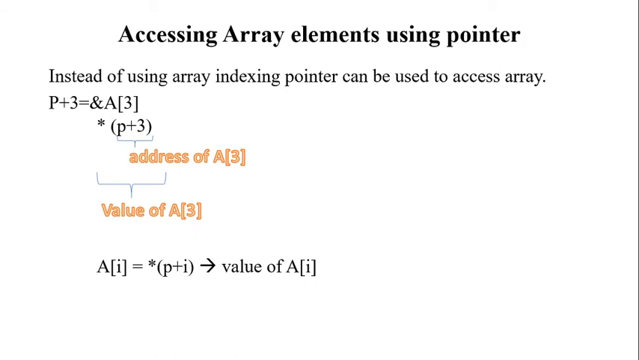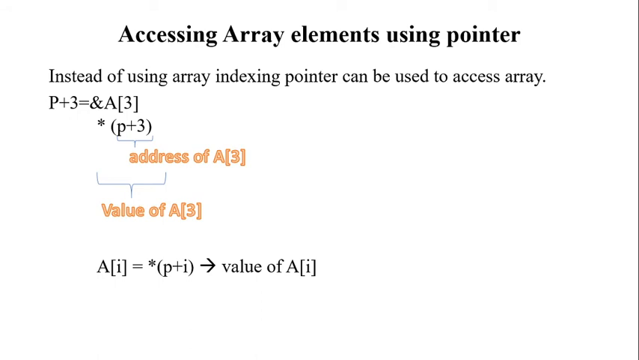Next, accessing array elements using a pointer. Instead of using array indexing, a pointer can be used to access the array. So p plus 3 is the same as ampersand a of 3. Then how can we access the array elements using the pointer? How can we access the data from a particular location by using the pointer?